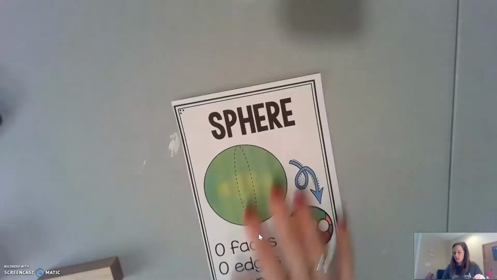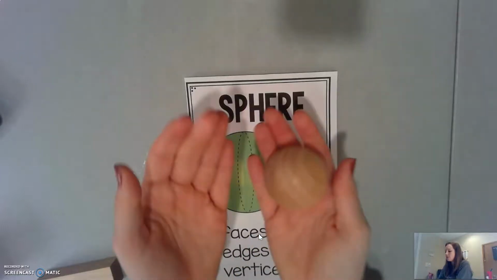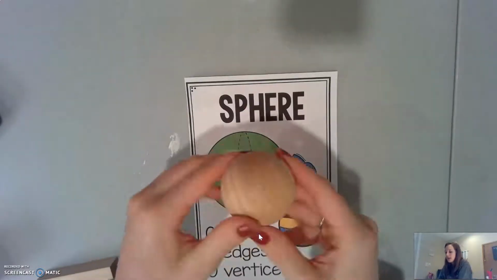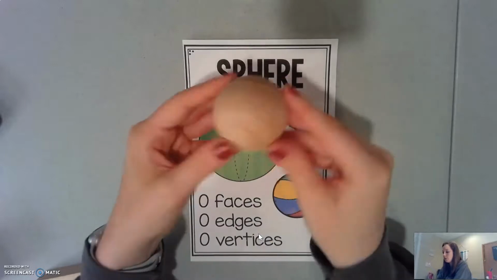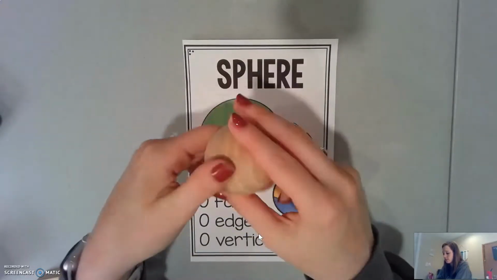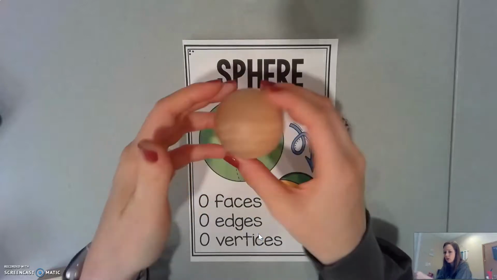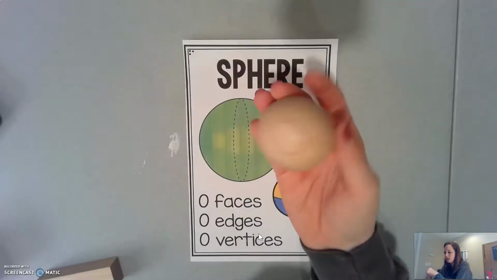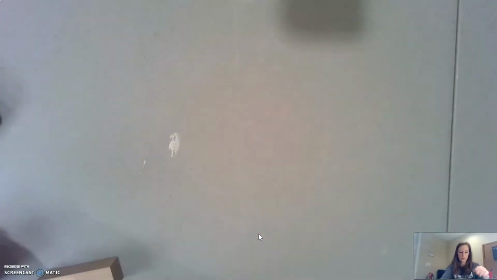Moving on to a sphere. This one's pretty easy. It has no faces. It has no edges, no pointy things, and no vertices. No edges, faces, or vertices. It's just a sphere, a round ball.